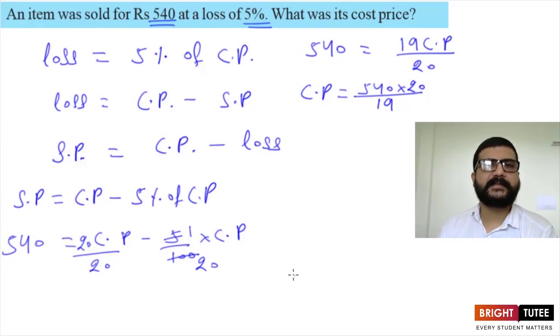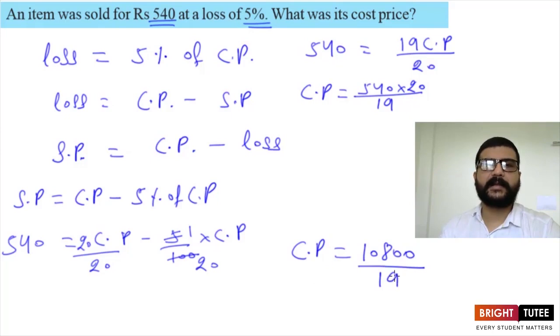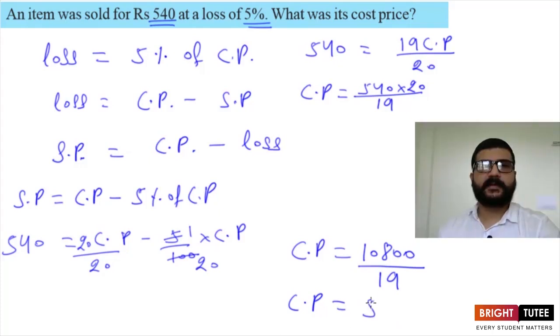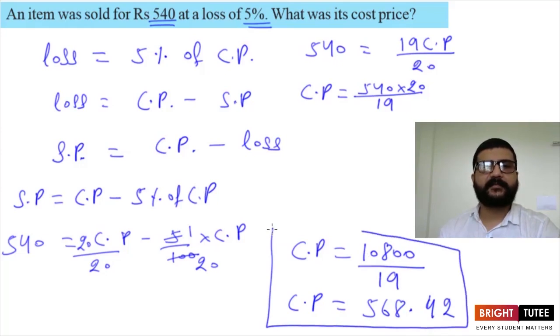Now let's simplify this to get the CP. So CP will be equal to 540 into 20 will give us 10,800. Now this is divided by 19. We have to divide this by long division method, and by dividing we will get CP is equal to 568.42 approximately. This is the approximate value of CP. Exact value of CP is 10,800 upon 19. So this is the cost price we are getting from here.